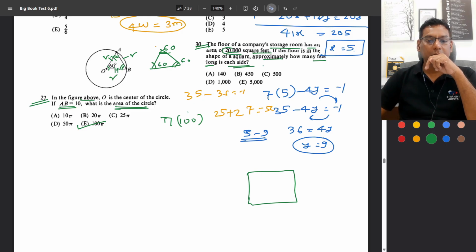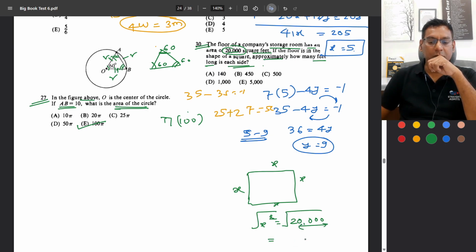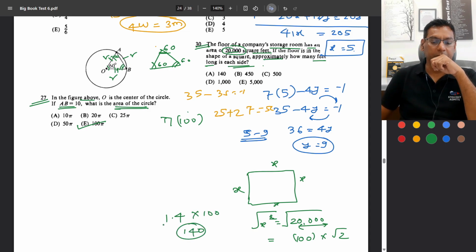Okay, so let's say this is x feet long, x. So x square is equal to 20,000. 1, 2, 3. Okay, so what is the value of x? All right, so if I take the root on both sides, what do I get? So there are 4 zeros here, right? So only 2 zeros will remain, and then root of this is 100 basically, and then root of 2 is going to be 1.4 times 100. So 140, correct. Answer choice A. That's the closest.